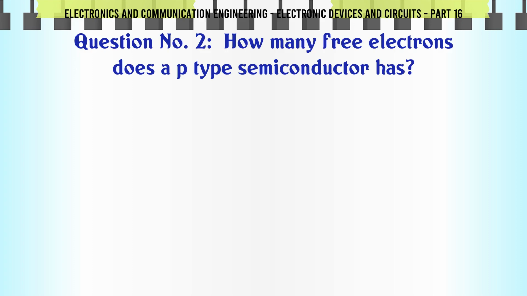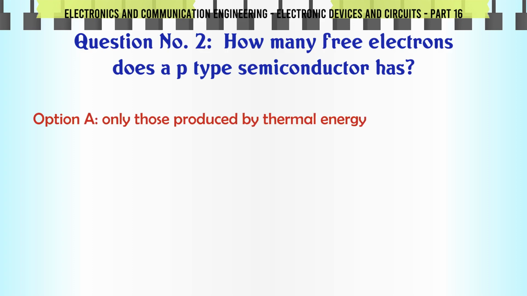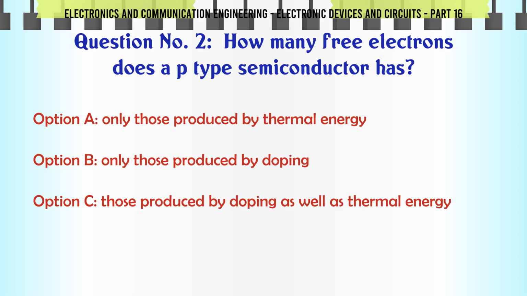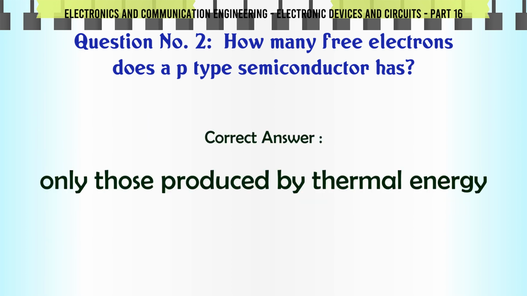How many free electrons does a p-type semiconductor have? A. Only those produced by thermal energy. B. Only those produced by doping. C. Those produced by doping as well as thermal energy. D. Any of the above. The correct answer is only those produced by thermal energy.